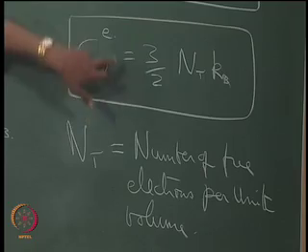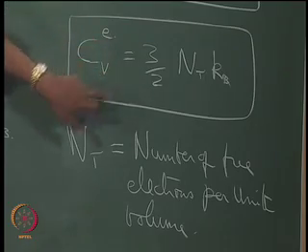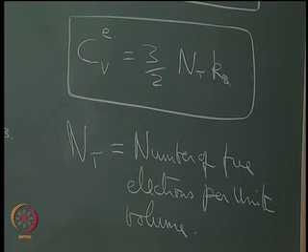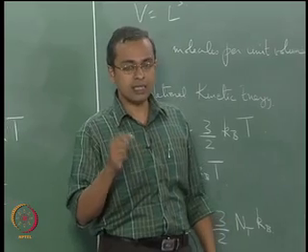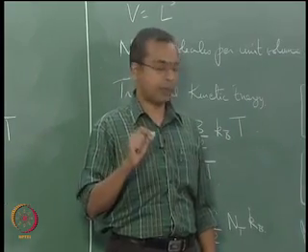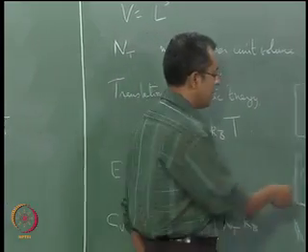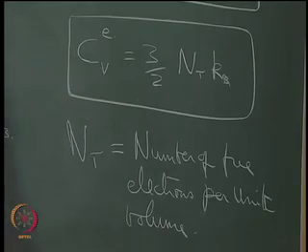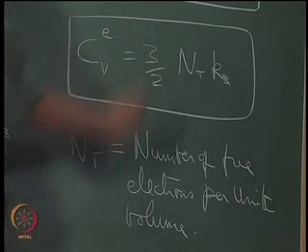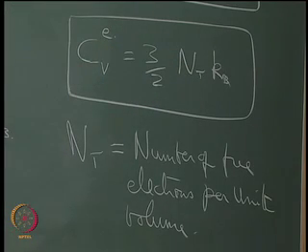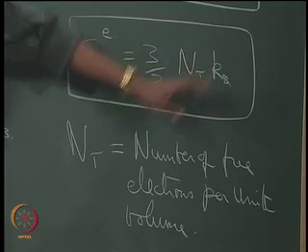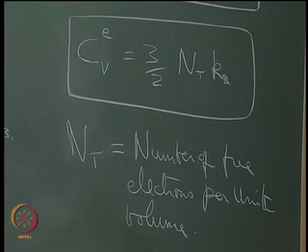Number two, the electronic contribution to the specific heat is something that we are associating only with the free electrons in the system, not all the electrons in the system. So these are two major issues that we have to keep in mind. Therefore, when you extend this equation to the electrons in the solid, we keep those two things in mind: Nt is the total number of free electrons per unit volume, and this is of course the Boltzmann constant.